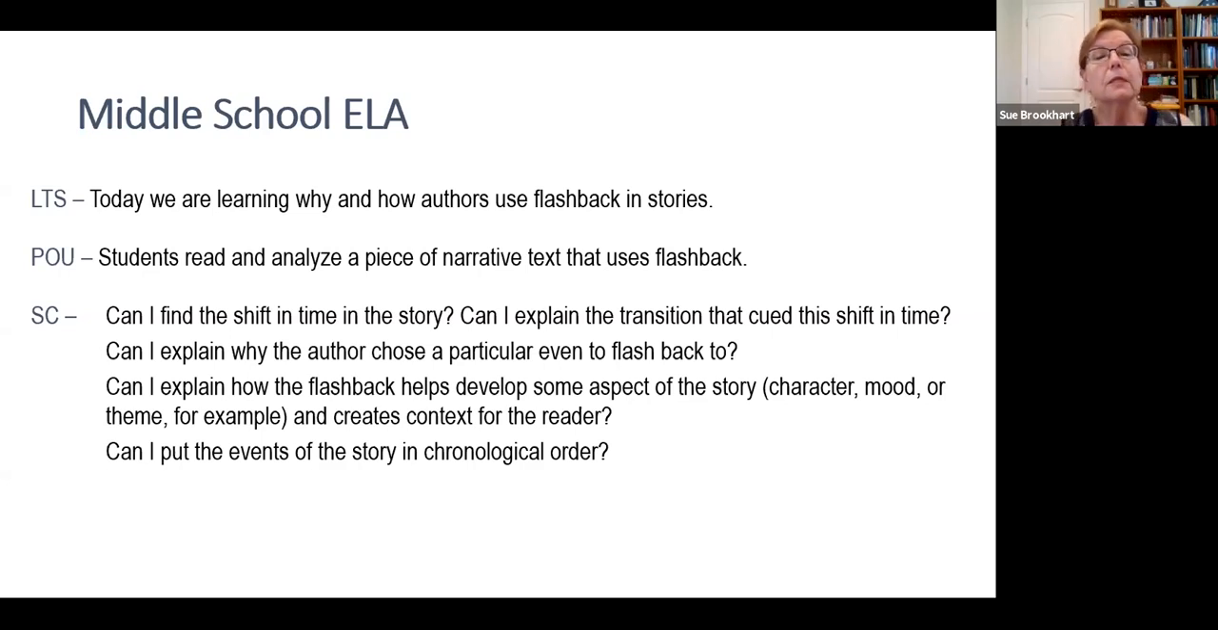And then as the teacher is watching the students work, or as they're discussing what they've done, you use this language: well, where was the shift in time? How did you know that was a shift in time? Why do you think the author chose that event to flash back to? And so as the students are actually doing their work, they're looking for the right things that will give you and them evidence of learning how and why authors use flashback in stories.